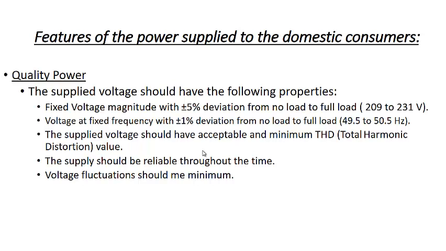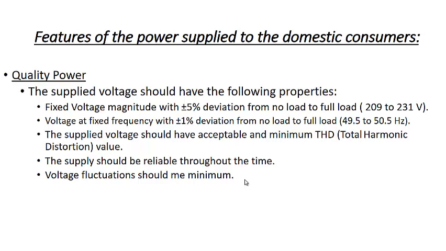The supply should be reliable throughout the time. That means the supply should be available throughout the time. There should not be any load shedding or untimely power cut. Voltage fluctuations should be minimum. The continuous voltage fluctuation that we might have experienced, such fluctuation should be minimum.